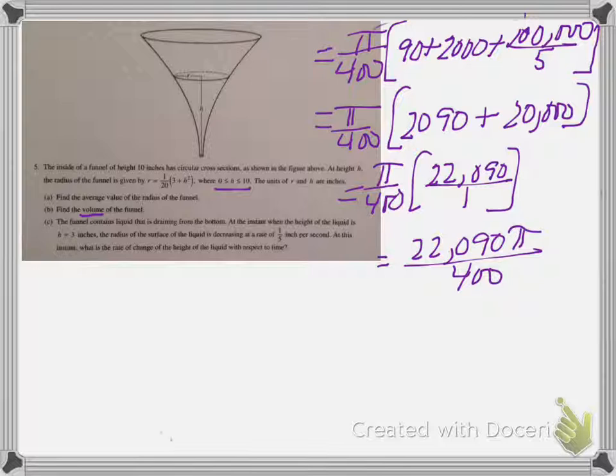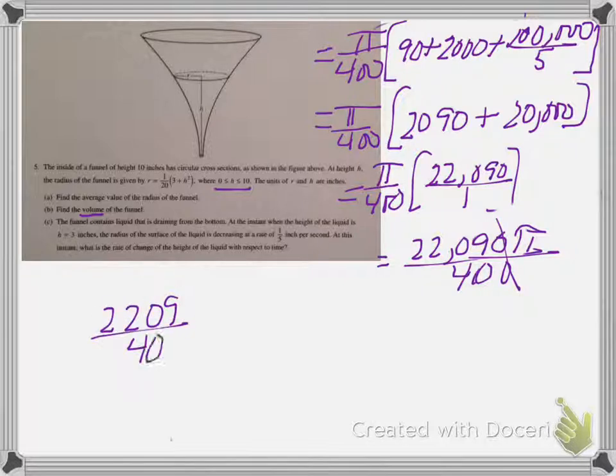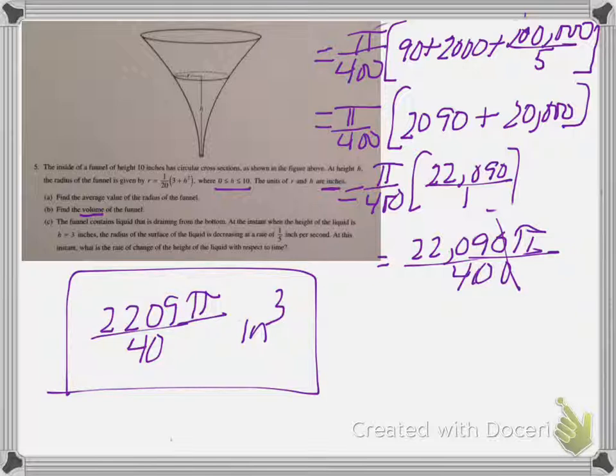Okay, so we're going to simplify these zeros. Sorry, it was 22,090 pi over 400. Okay, cancel these zeros, and we have 2209 over 40 with a pi on the top. And the volume will be in inches, and because it's volume, it's cubed. Okay, and that's our final answer, so let me tell you the point values.